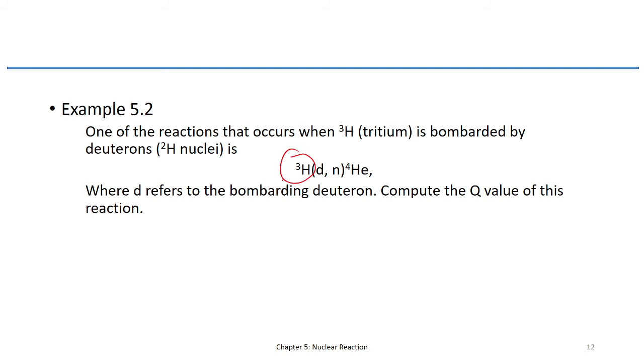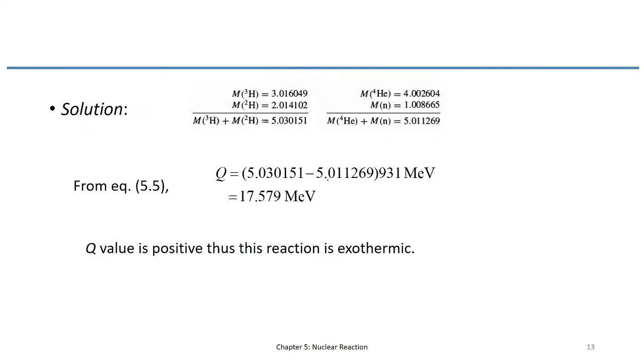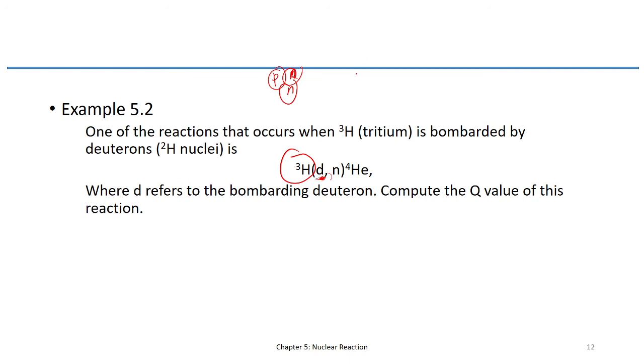The target nuclide is tritium. Tritium is a hydrogen atom, but with two neutrons, bombarded with a deuteron. A deuteron is a hydrogen-2 nucleus, so you have one proton and one neutron.